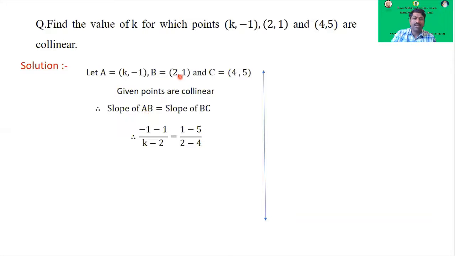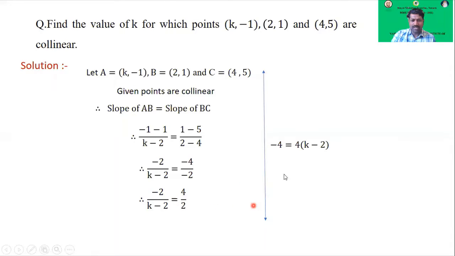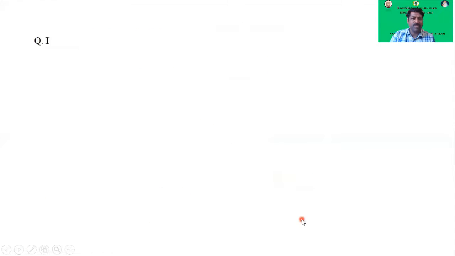Slope of AB, so this is difference between y coordinates -1 upon k minus 2, and here slope of BC, that is 1 minus 5 upon 2 minus 4. So -2 upon k minus 2 and here -4 upon -2. So minus gets cancelled, so 4 by 2. So cross multiplication, -4 into k minus 2. So 4k minus 8. So 4k is equal to 4. So k is equal to 1. If k is equal to 1, these 3 points are collinear. So solution is k is equal to 1.